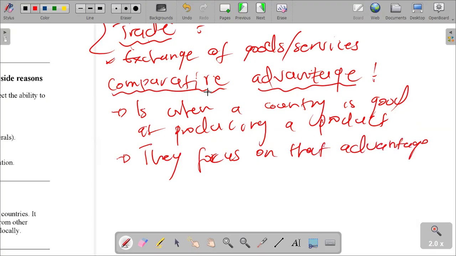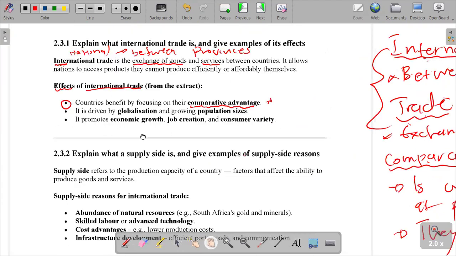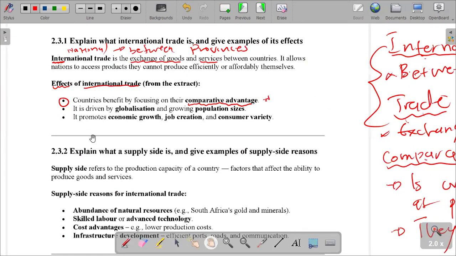So if we may break down the word comparative advantage, it's like when you are more in advantage over your competition, when you are more advantageous when it comes to your competitors. So that's what comparative advantage simply means, right? So the first effect of international trade is that countries benefit by focusing on the comparative advantage.